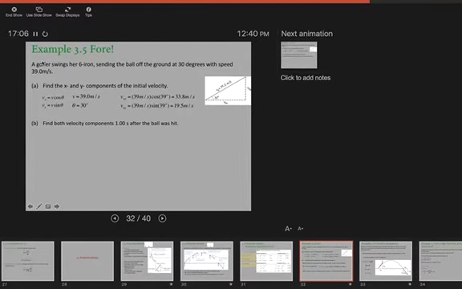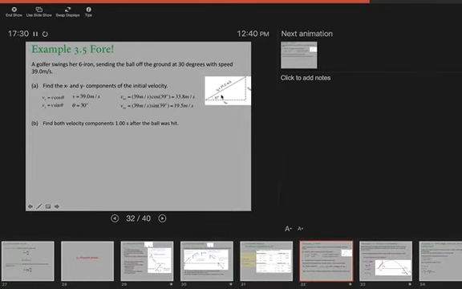This is an example. A golfer plays golf, swings her 6 iron, sending the ball off the ground at 30 degrees with a speed of 39 meters per second. So what happened? I have a ball here, the ball was hit in this direction. The initial speed v naught is 39 meters per second and the angle is 30 degrees.